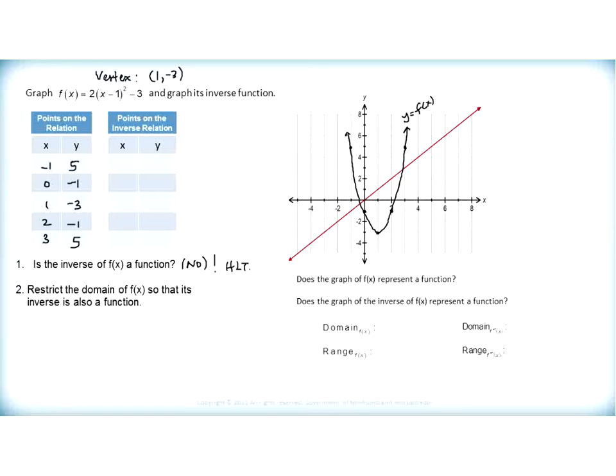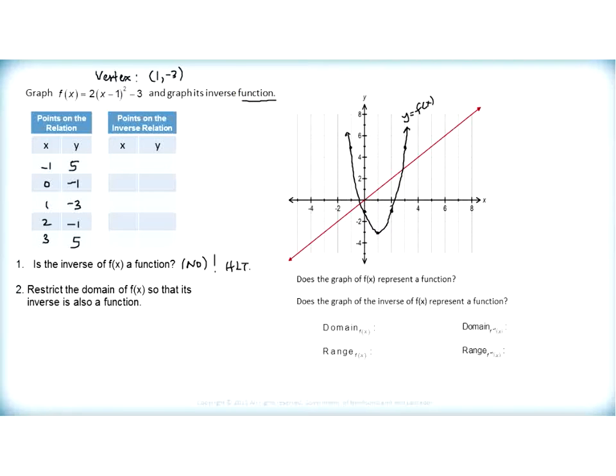So because of that, I'm going to take out the word function up here, because it says to graph f and graph its inverse function. But we already said the inverse is not a function. But we can restrict the domain so that the inverse is a function. So the word function there will apply eventually when we get down to number 2, but at this point it doesn't apply. And you'll see what I mean in a second.